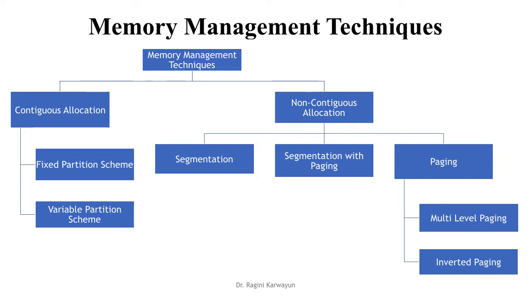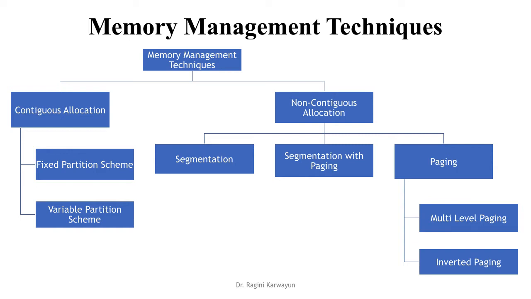The various non-contiguous allocation schemes are segmentation, paging and paging with segmentation. We will be discussing them in different lectures. In this lecture, we will discuss contiguous allocation schemes. These schemes can again be classified into two: fixed partition scheme and variable partition scheme.